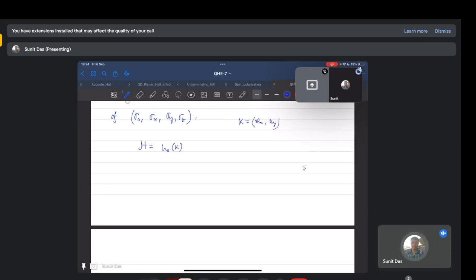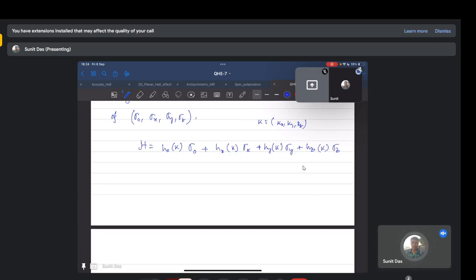If we restrict it to 2D, but in general this can be extended to 3D also. There is no restriction on kx, ky, and kz. And h0 of k is some k-dependent quantity associated with the sigma 0 diagonal terms, then hx of k associated with sigma x, hy of k with sigma y, plus hz of k sigma z. So this is the most general form of any 2 by 2 Hamiltonian.